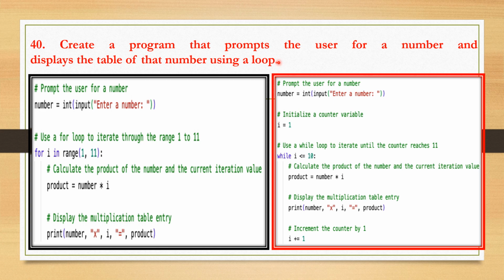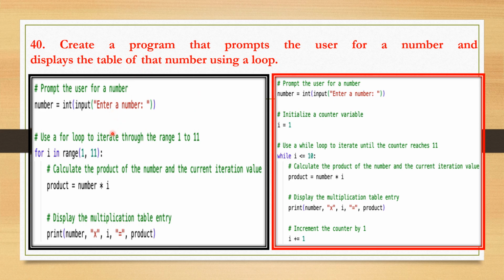Next program is to prompt the user for a number and display the table of that number using a loop. So here we'll have two approaches. In the first approach, we'll start by prompting the user to enter a number using this input function. The int function is used to convert the user input from a string to integer, and this entered number is then stored in a number variable.